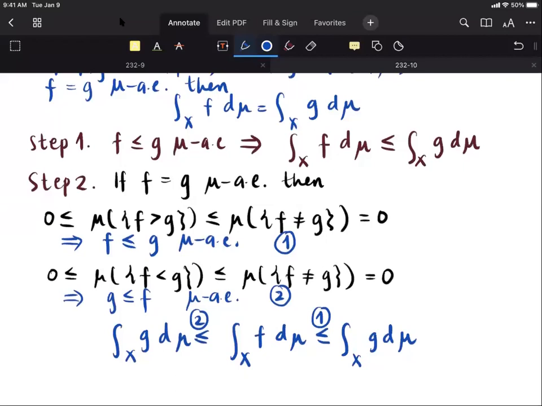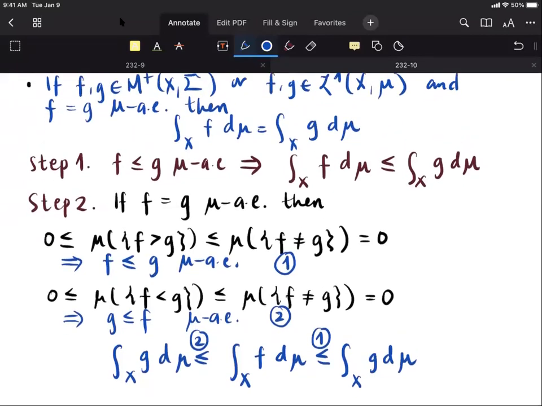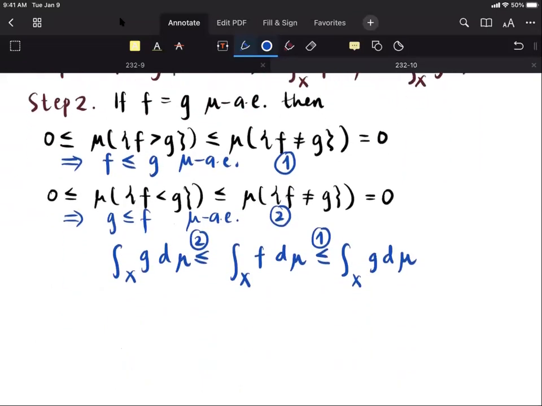So step 2 implies the desired equality of Lebesgue integrals as long as step 1 is valid. So now let us prove step 1.